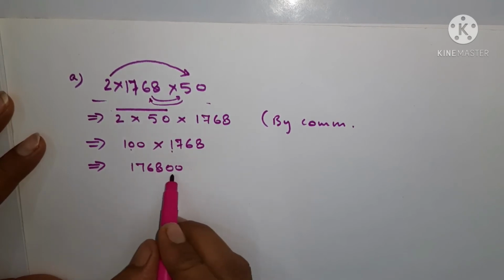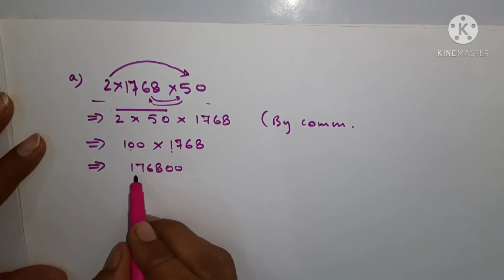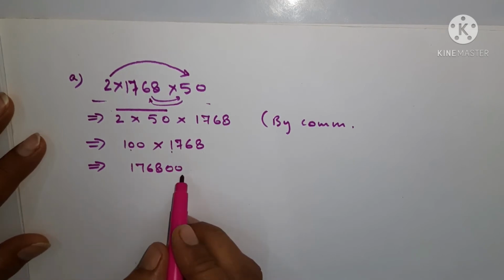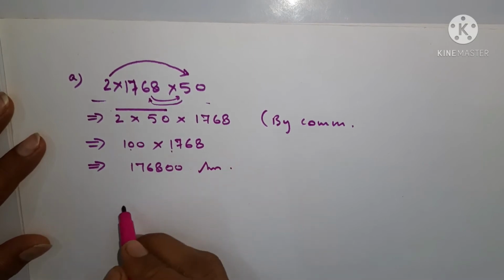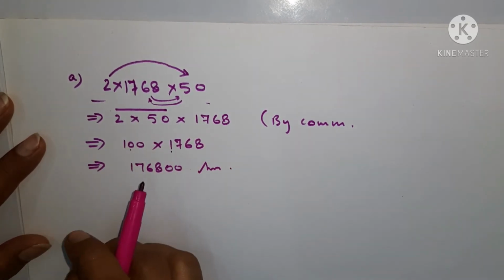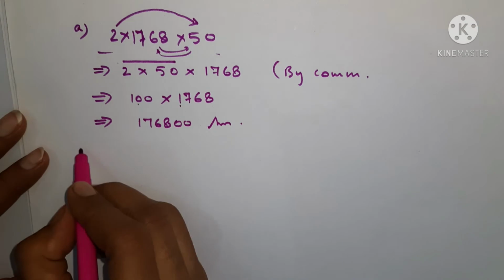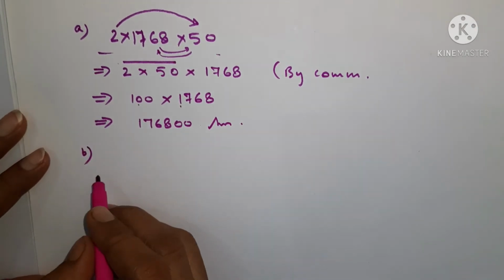You are getting 1,76,800. This is your answer. There was nothing to multiply, isn't it? You can take another example also. Let me take another example.